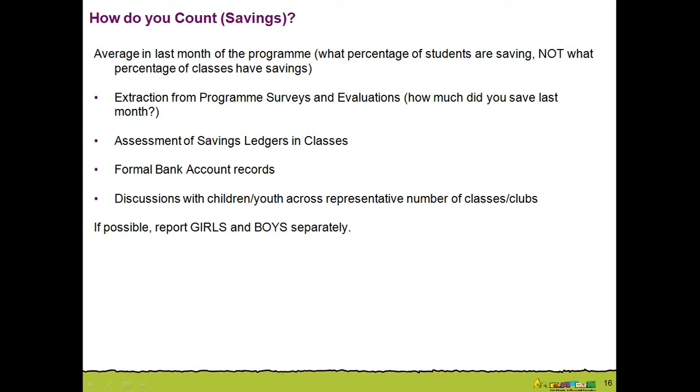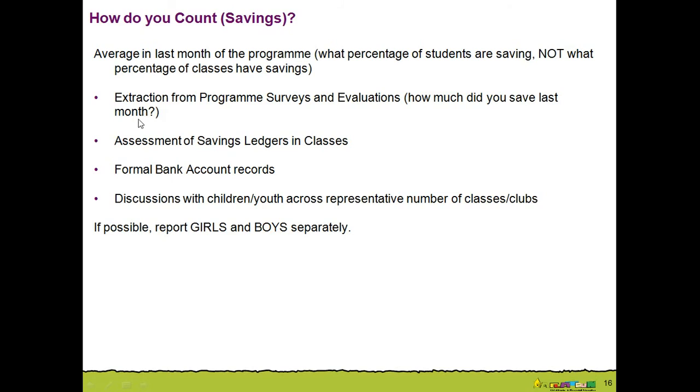So, for example, you might have 10 classes, all of which have savings, but in those 10 classes, only 50% of the students actually use the savings process. So you should report 50%, not 100% in that example. So it should be the percentage of students who are saving in the final month of the program. Right, that's this right here. You'll also be asked for how much did they save. So here you'll take the average saved amount for that final month of the program.